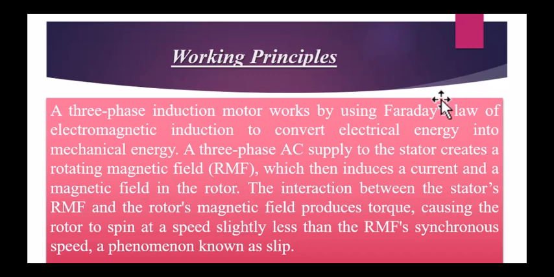Now we have two magnetic fields, the stator magnetic field and the rotor magnetic field. So the speed of the rotor magnetic field is slightly less than the stator magnetic field, because of which the torque is produced and the induction motor runs. And this difference in the speed between the rotor magnetic field and the stator magnetic field is known as slip.